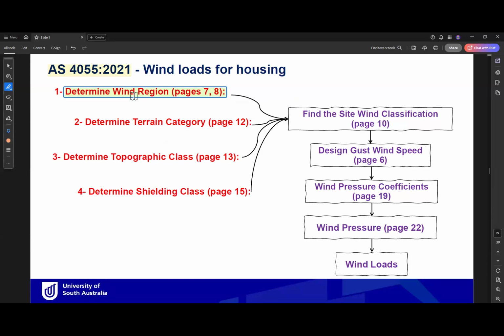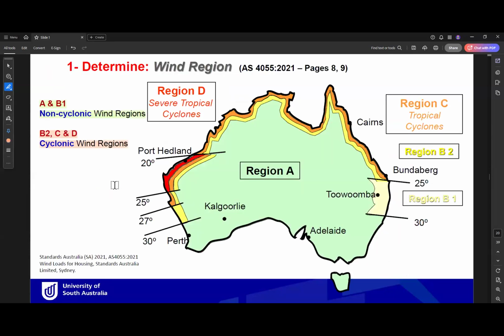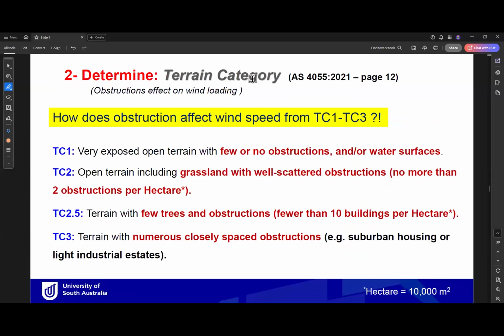So this was our first step, to determine the wind region using the Australian map based on the location of your building. The second step is to determine the terrain category. What does the terrain category mean? If we go to this slide, the terrain category means the obstruction effect on wind loading. When the wind blows, the ground surface and the obstructions on it affect the speed or intensity of the wind, so we need to consider the terrain effect on the wind pressure calculation.